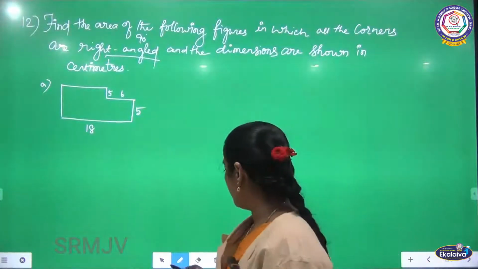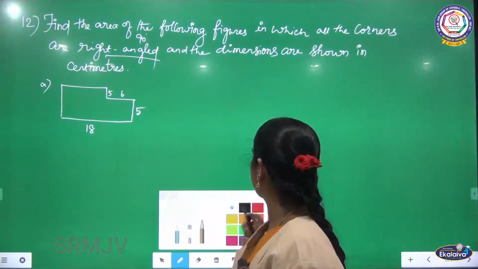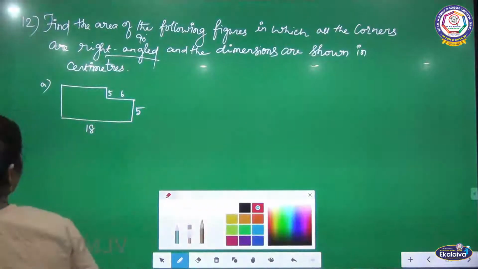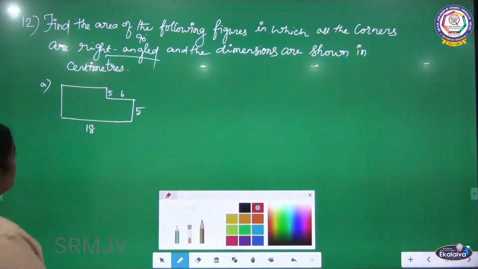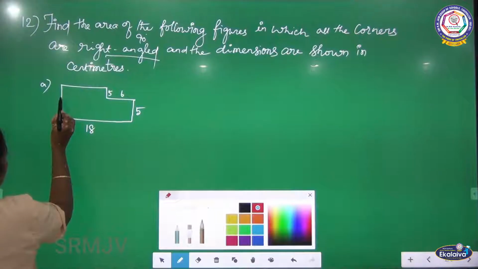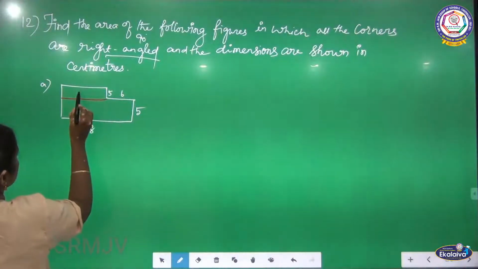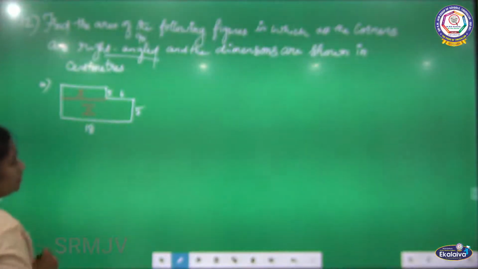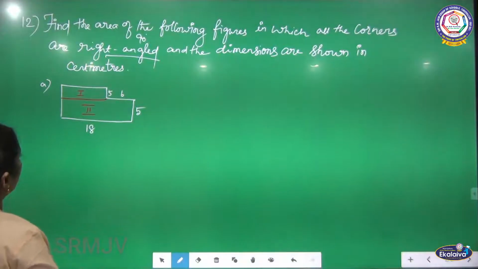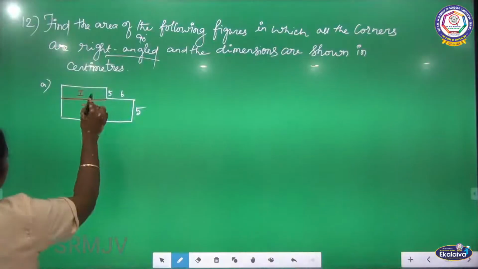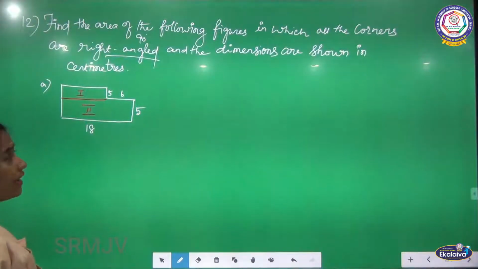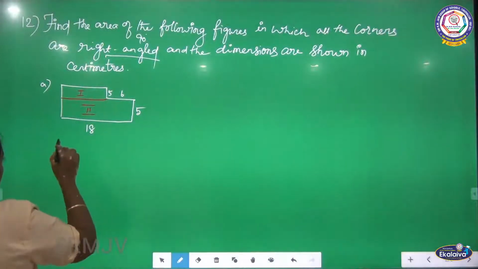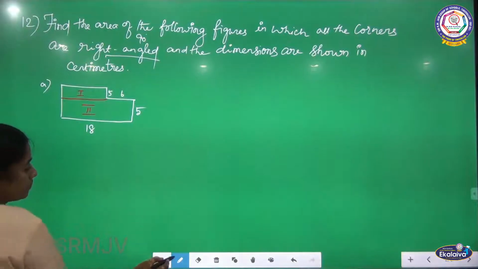See, listen children. How can I find the area for this figure? Just listen. I can split like this. Rectangle 1 and rectangle 2. If I do like this, by adding 1 and 2, I can find the area of the figure. Okay.